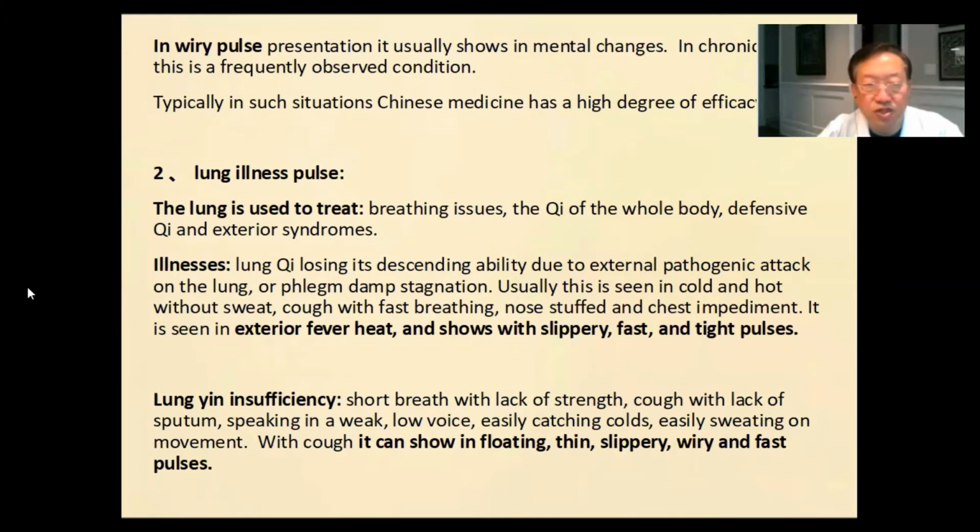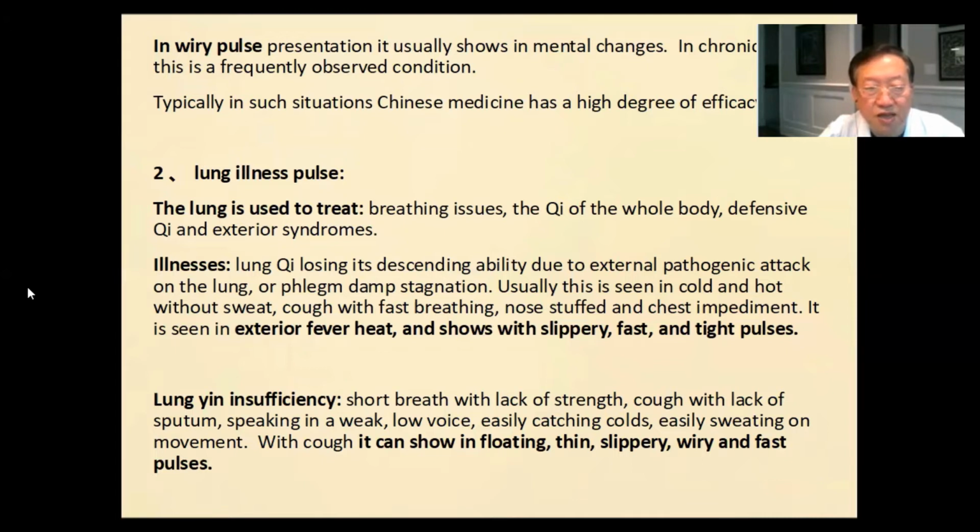2. Lung illness pulse. The lung is used to treat breathing issues, the qi of the whole body, defensive qi, and exterior syndromes. Illnesses, lung qi losing its descending ability due to external pathogenic attack on the lung, or phlegm damp stagnation. Usually, this is seen in cold and hot without sweat, cough with fast breathing, nose stuffed, and chest impediment. It's seen in exterior fever heat and shows with slippery, fast, and tight pulses.